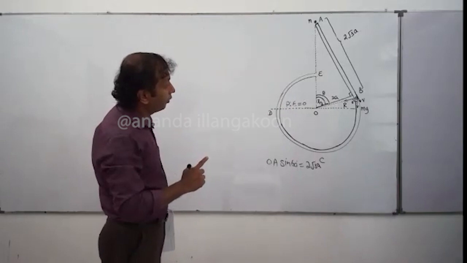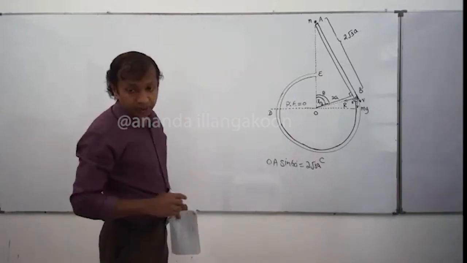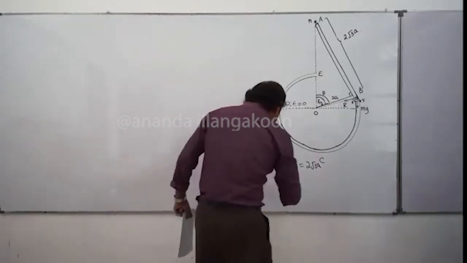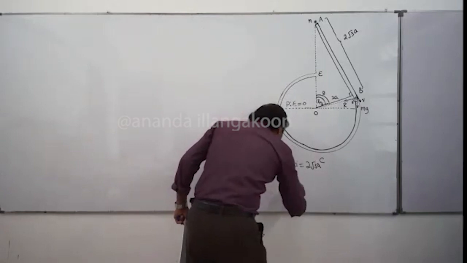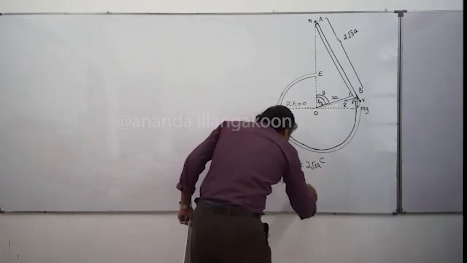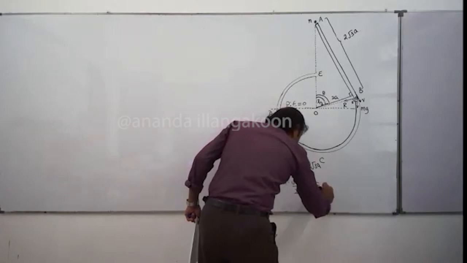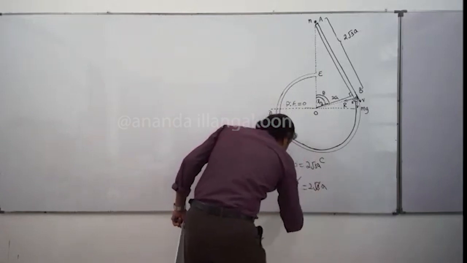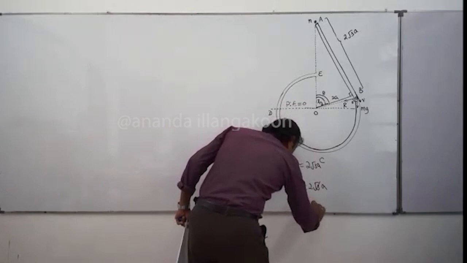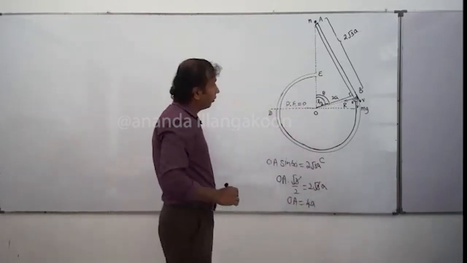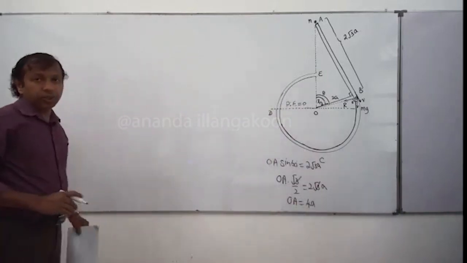OA, opposite side is CB: sine 60 equals root 3 by 2, so 2 root 3 A, root 3 cancels down. OA equals OA. That OA height we need to write the potential energy of the particle, right?